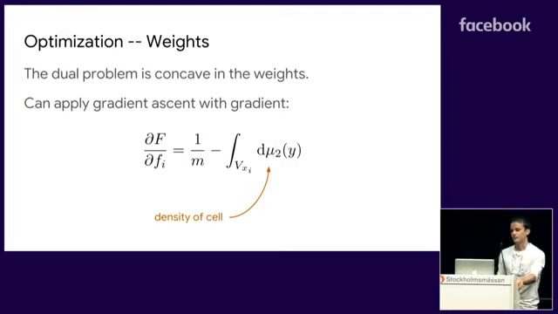All right, so this is an optimization problem. We're going to compute gradients, naturally. The dual problem is concave in the weights. We can apply gradient descent, and the gradient in this case is very simple and very intuitive. All it wants is that each individual point's cell assumes equal mass, mass 1 over m. So each individual point is responsible for the same amount of mass as every other point.